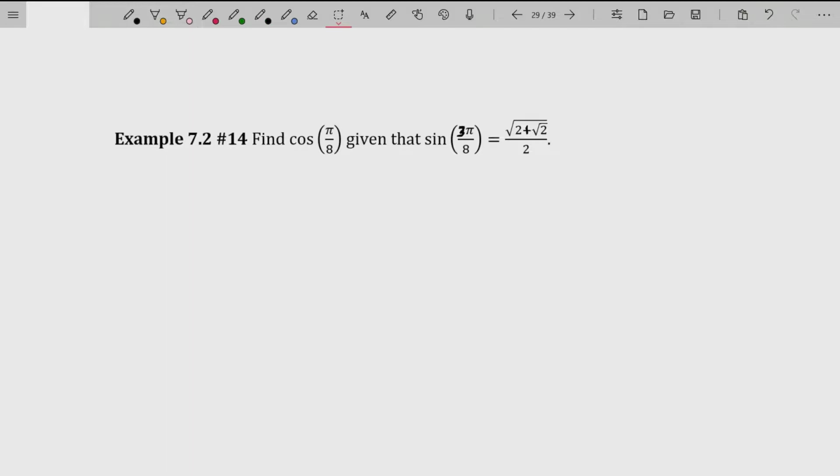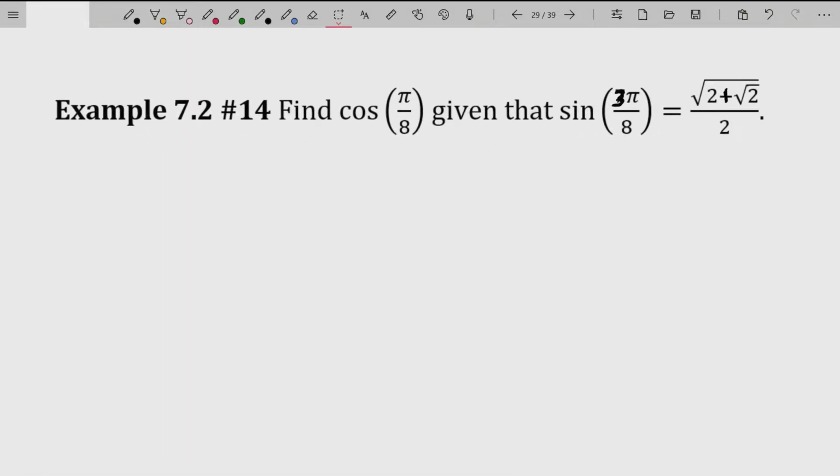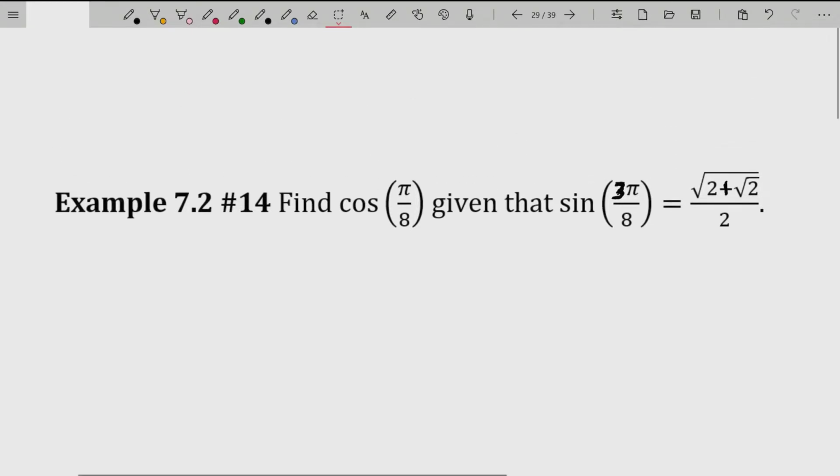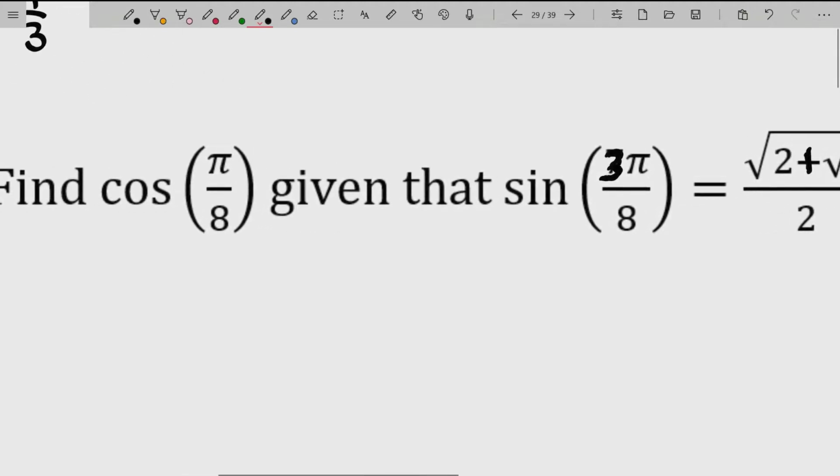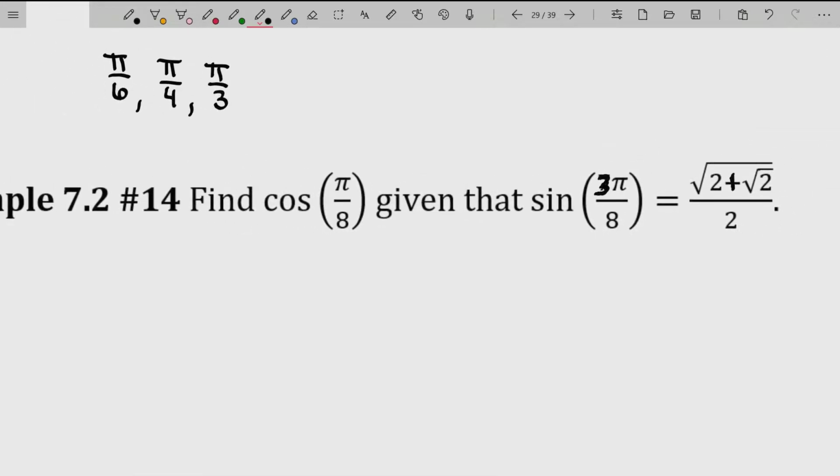Well, here's an interesting problem. We're given the cosine of an angle, pi over 8, and a second angle, 3 pi over 8, and both of these are not special angles. We do not have triangles to represent these, and so we're kind of stuck. You cannot invent a triangle for this right now, at least. Our only special angles are pi over 6, pi over 4, and pi over 3. Those are the 3 special angles that we have, and these are none of those. So what are we going to do?